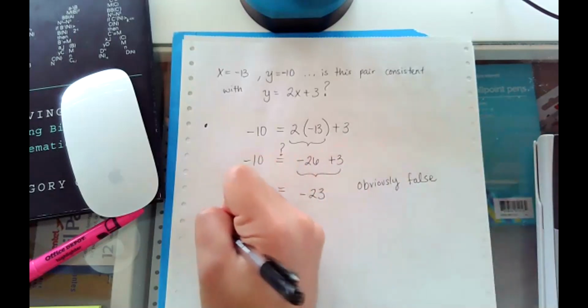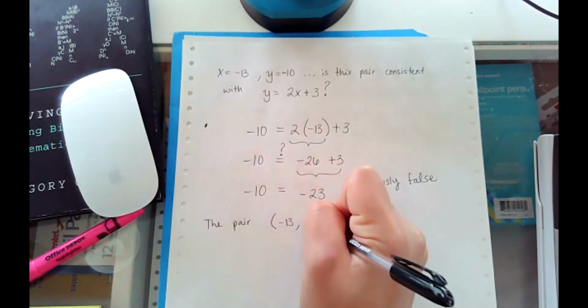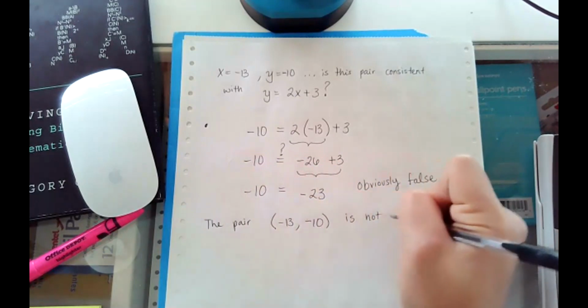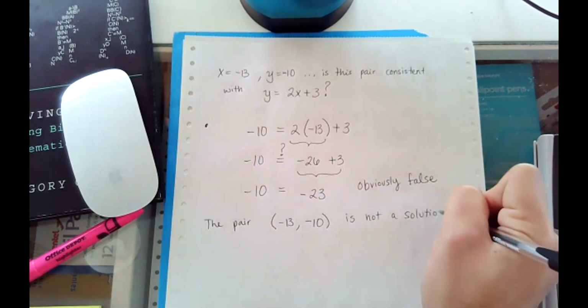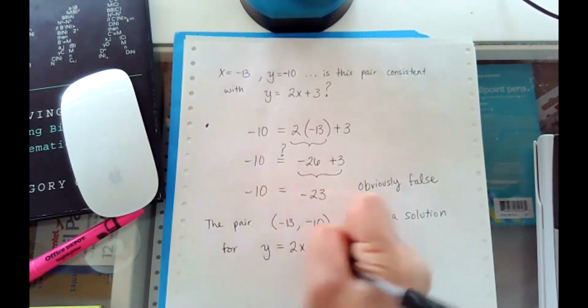So the pair negative 13, negative 10 is not a solution for the equation y equals 2x plus 3.